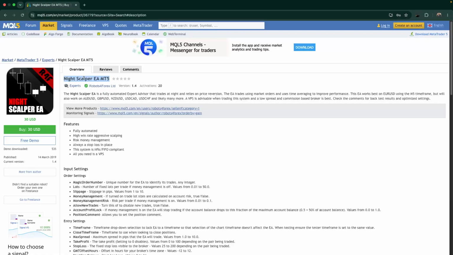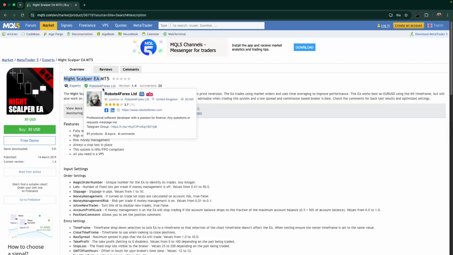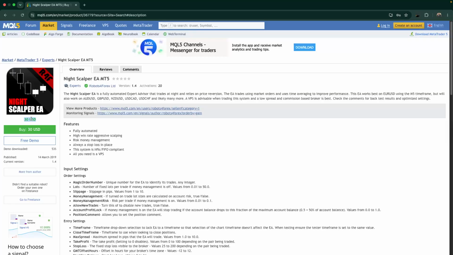Now, without wasting too much of your time, let's talk about the Night Scalper expert advisor. This EA was developed by Robots for Forex Limited. They are very popular in the MT4 community. They have 3.7 stars out of 5 from 70 ratings. Now, the professional software developer with a passion for finance, that's his bio, has 31 products, and he's from the United Kingdom. This EA goes for just $30 US, but we have some suspicious things here.